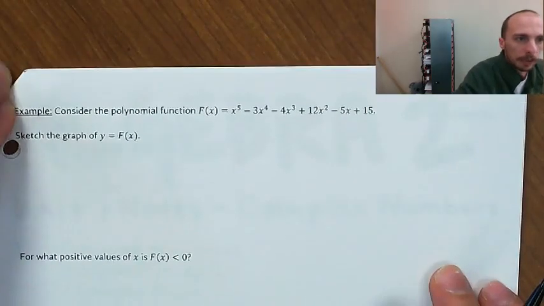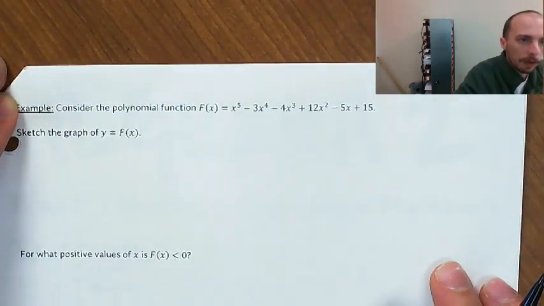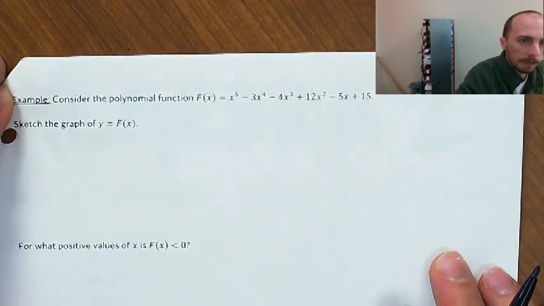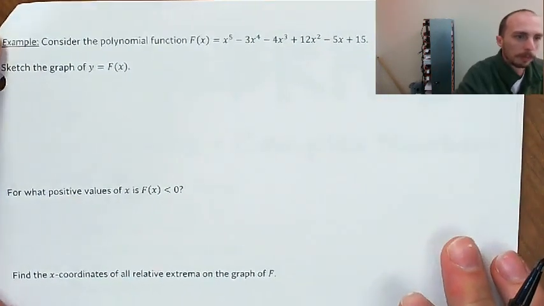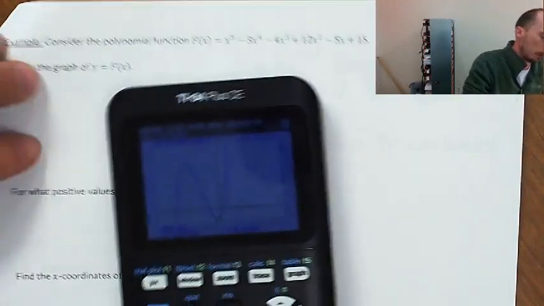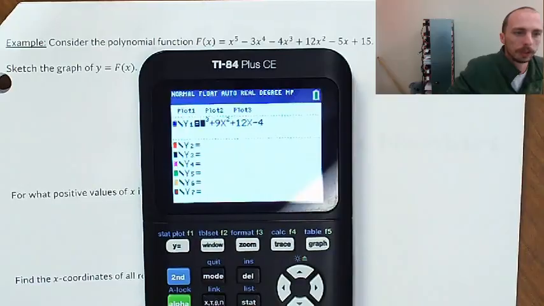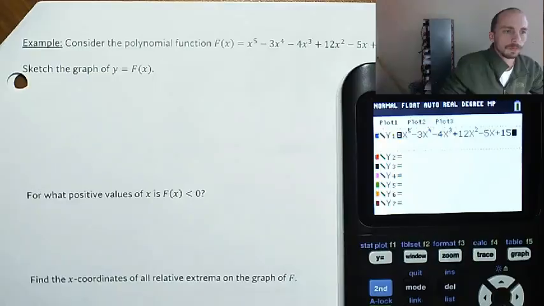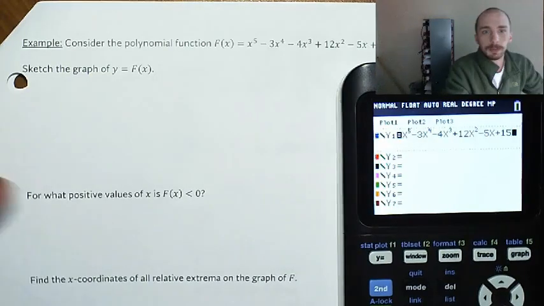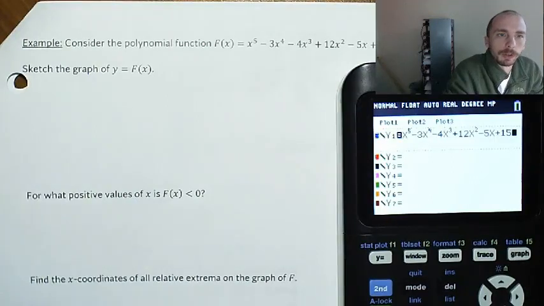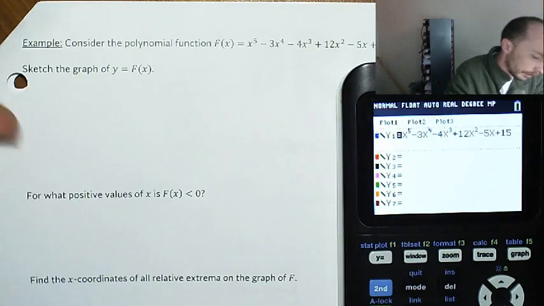Okay, so the next one is consider the polynomial function f that is a 5th degree polynomial. Okay, so we need to go back to y equals, and we need to type this in. And I also need to get this glare situation. All right, so I typed in the polynomial here, x to the 5 minus 3x to the 4 minus 4x to the 3 plus 12x to the 2 minus 5x plus 15. All right, that was a lot of typing.